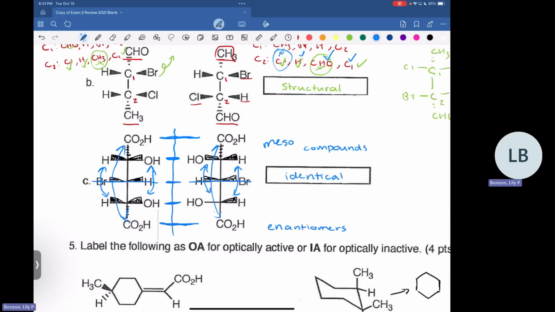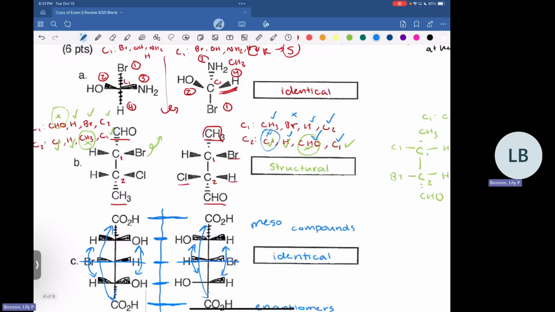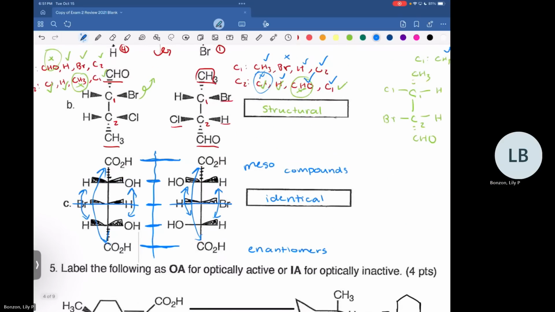James is saying on the exam, you can rotate your paper around if it helps you to visualize it. Yeah, they're identical because they're meso compounds, but it's asking you which of the ones up here it is, so it's just identical. Okay, I'm gonna go ahead and move on.